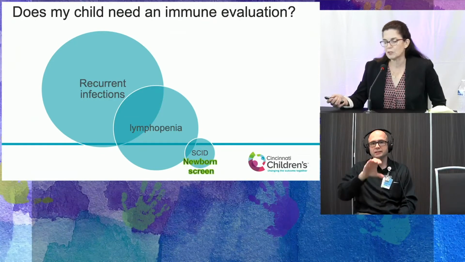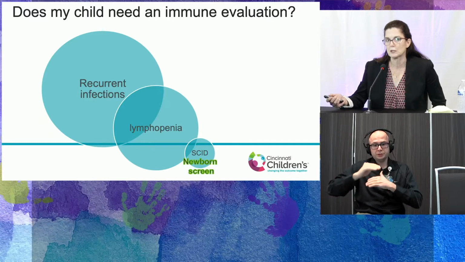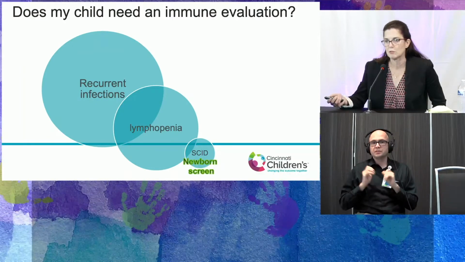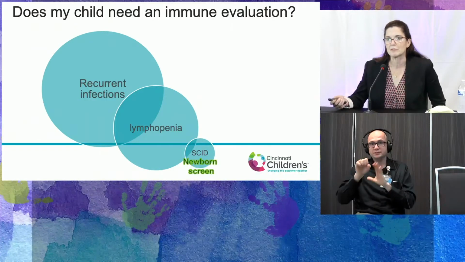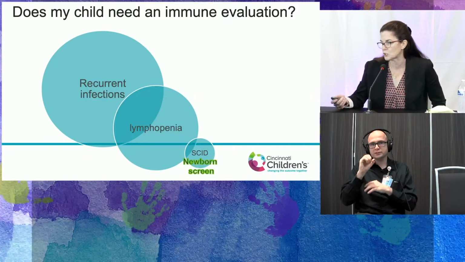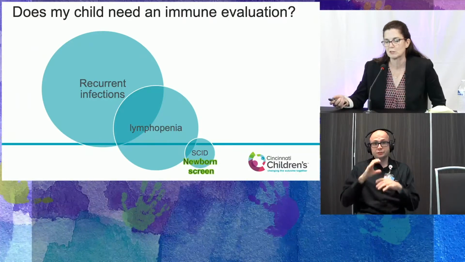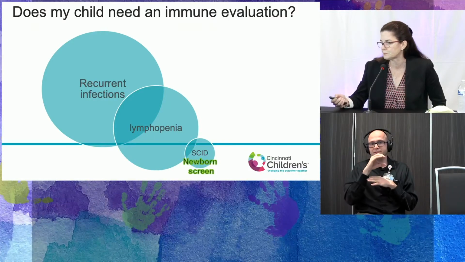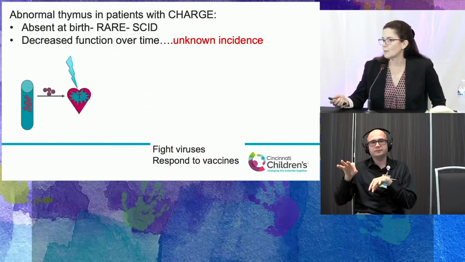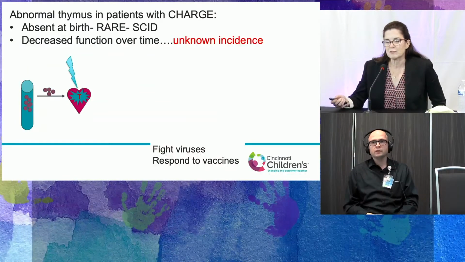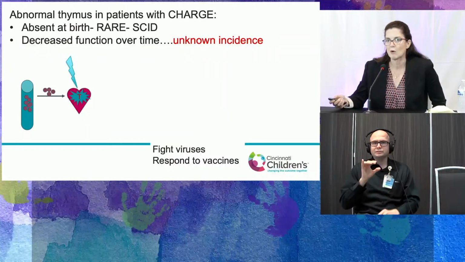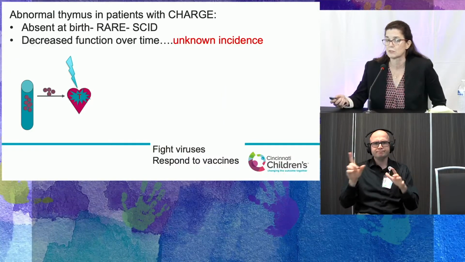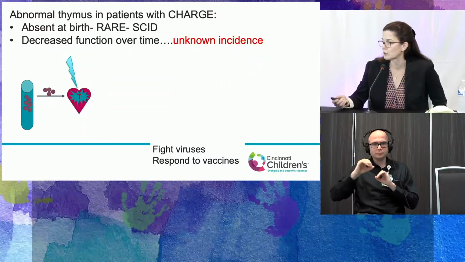SCID itself, every child is screened for at birth in their newborn screen, and so everybody actually has an immune evaluation at birth. You may not know it, but every state is now live for newborn screening for SCID, and patients with CHARGE syndrome who have 0 T cells are picked up this way. However, the decreased function of T cells over time, that's really unknown how often that happens because a lot of children never really have an immune evaluation.